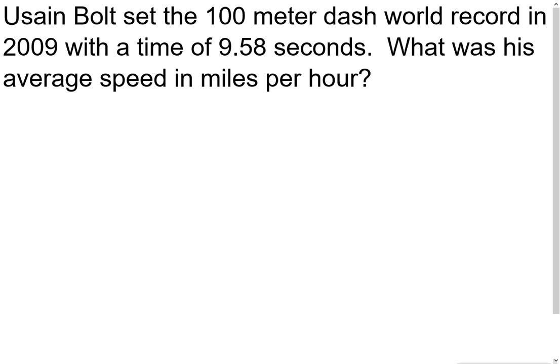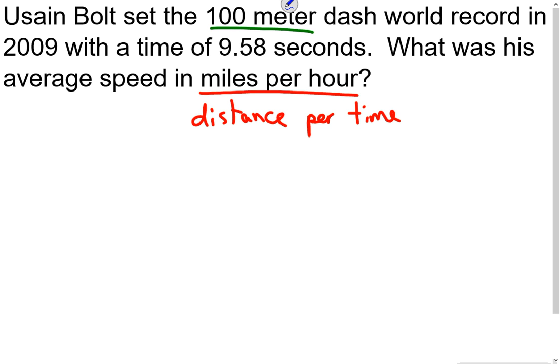So when I look at this problem, I notice that I want it in miles per hour. So I see this as distance per time. Because the original problem doesn't tell me miles per hour, it tells me meters and seconds. So if I write it in distance per time, that's going to be 100 meters per 9.58 seconds. Now I just need to do some converting here.